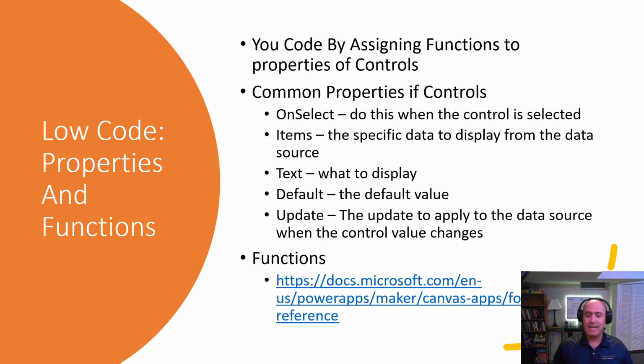On the function side, there's tons of functions, and I can't possibly cover them all here, although you will see many of them in the walkthrough. This link here will take you to a reference to all of the PowerApps functions that are out there. Basically, what you're doing is you're going into a property like onSelect, and then you might choose a function like navigate, and then you navigate to another screen. And basically, when you push the button, it goes from one screen to another. That's how it works. That's the low-code part of it.